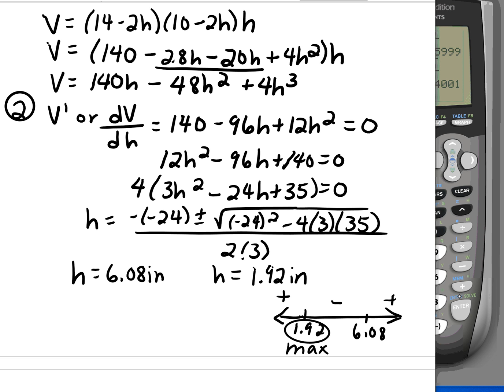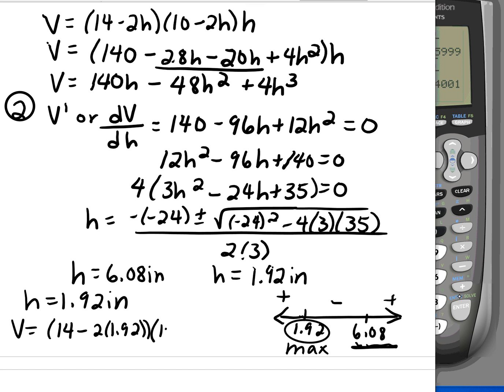But if you don't do the checking and you go to plug it in, if you plugged in this, it would give you a negative answer. So that would also indicate that that wouldn't be the one that would work. So you may want to test them out just in the original equation and see which one comes out higher. Obviously, that's going to be a little more work. I'm going to plug it back into here: 14 minus 2 times 1.92, 10 minus 2 times 1.92, and then times the 1.92.